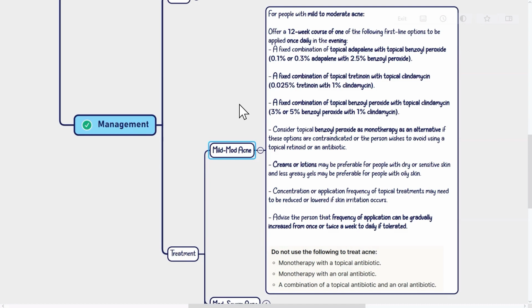Consider topical benzoyl peroxide as monotherapy as an alternative if these options are contraindicated or the person wishes to avoid using a topical retinoid or an antibiotic. Creams or lotions may be preferable for people with dry or sensitive skin, and less greasy gels may be preferable for people with oily skin. Concentration or application frequency of topical treatments may need to be reduced or lowered if skin irritation occurs. Advise the person that frequency of application can be gradually increased from once or twice a week to daily if tolerated. Treatment of moderate to severe acne.